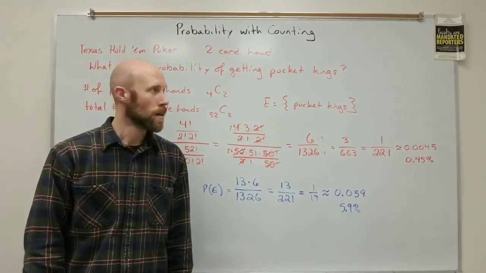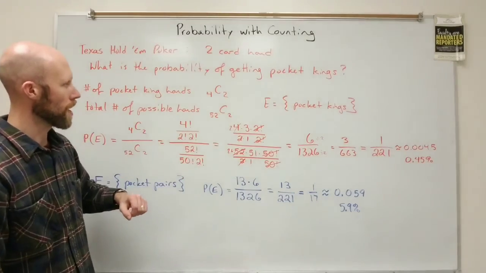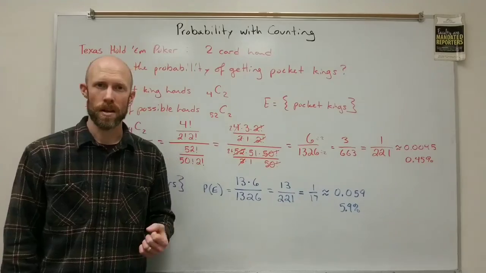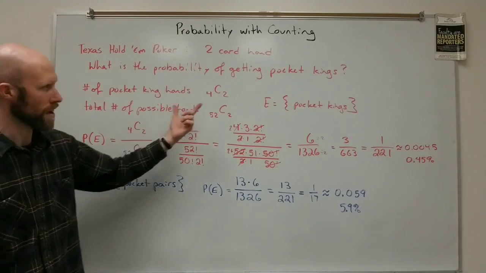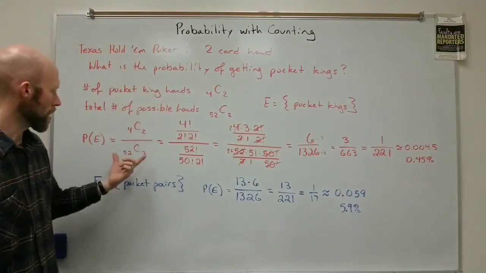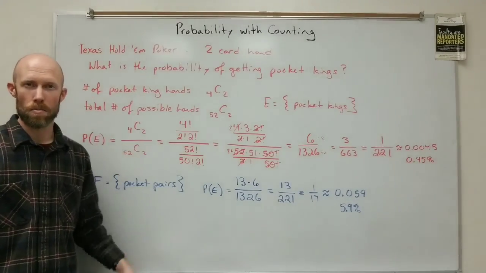Okay, so that gives you an idea of how to use combinations to calculate probabilities. You calculate the number of combinations for the event, divide it by the total number of combinations possible, and that gives you the probability.